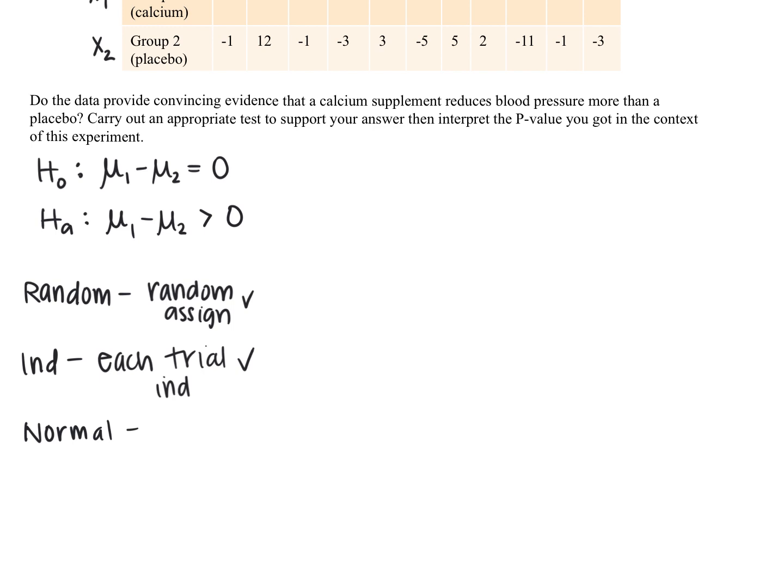So there's a couple ways you can do this. You can create a dot plot if you like. You can create a histogram. But in either case, when you do your graph, you're going to see that both graphs are approximately normal.